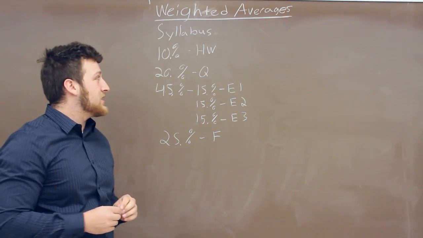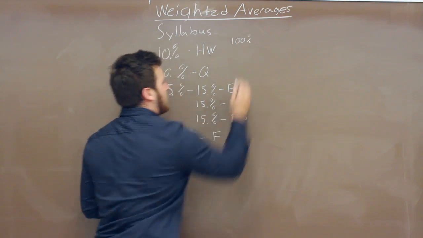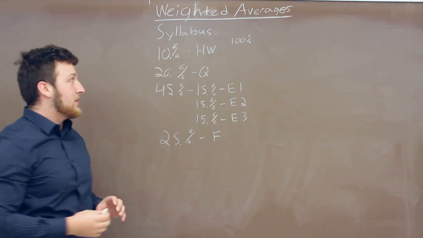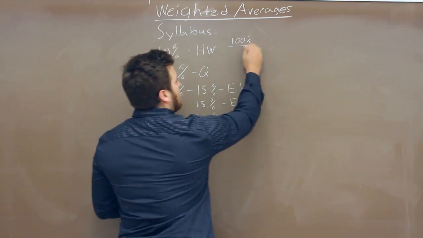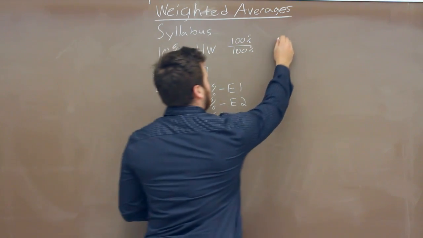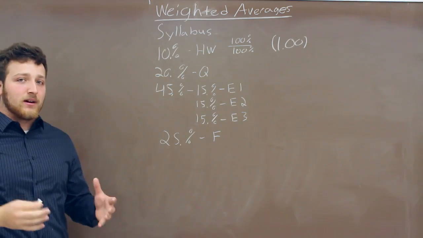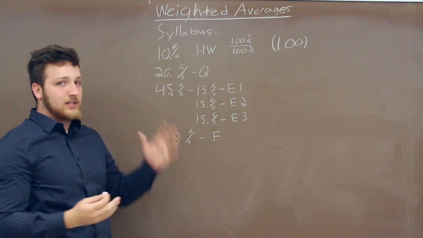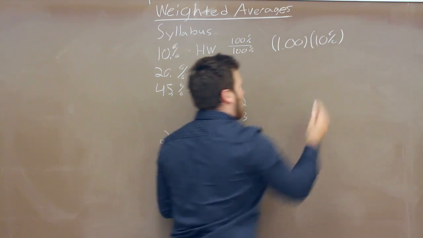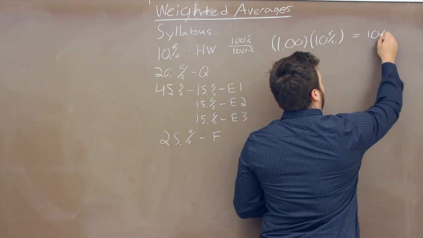Let's take a student, let's say they received a 100% on the homework. So our first step is going to be to divide the 100% by 100% to see the total amount they received on the homework. So divided by 100%, and that's going to give us 1. And then what we want to do is multiply that by the weight of each section. So for homework, that would be 10%. 1 times 10% is 10%, so the student received a 10% on the homework.